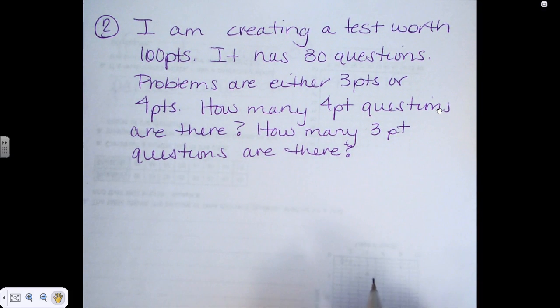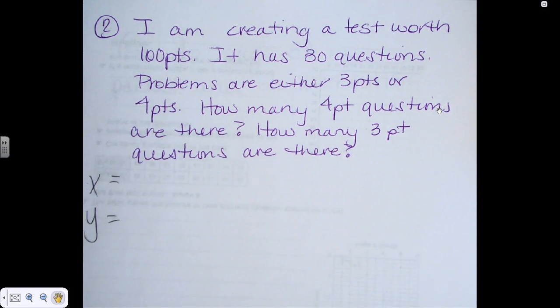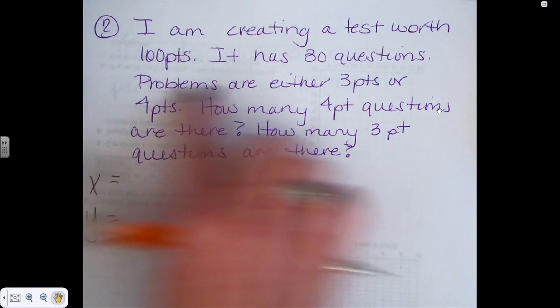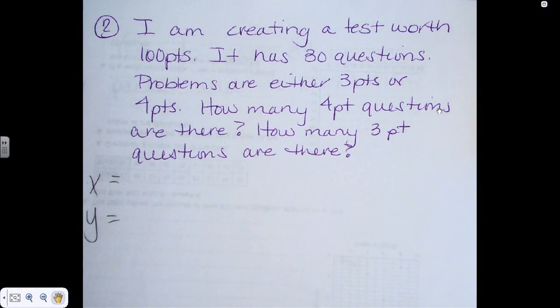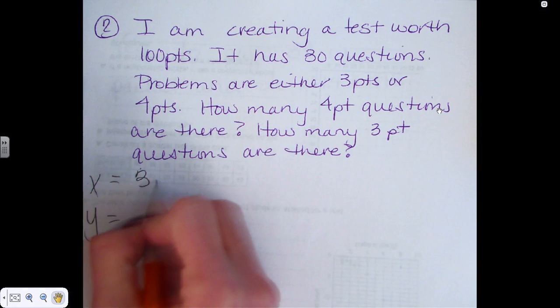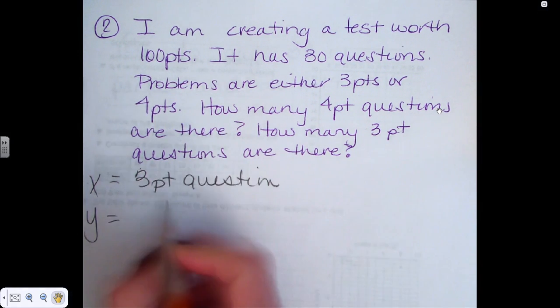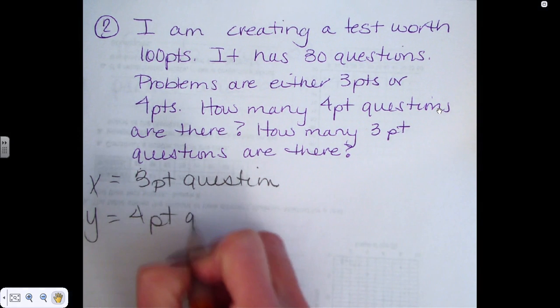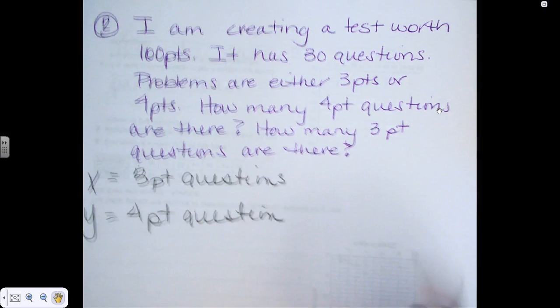So again, I'm defining my variable. And I said whatever comes first is going to be my x, whatever second is my y. Well, what comes first says I'm going to have 3-point questions or 4-point questions. So my x is going to be my 3-point question. My y is going to be my 4-point question. So now what am I doing?